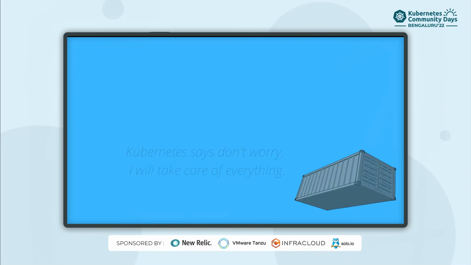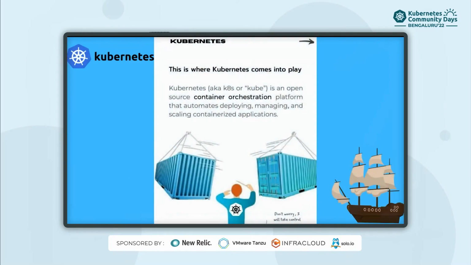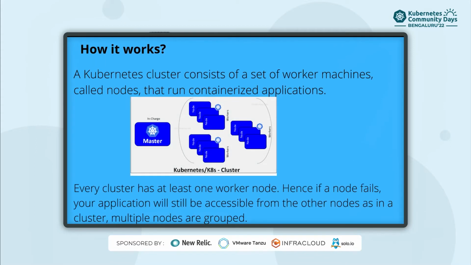A Kubernetes cluster consists of a set of worker machines called nodes that run containerized applications. Every cluster has at least one worker node. Even if a node fails, your application will still be accessible from the other nodes in the cluster.